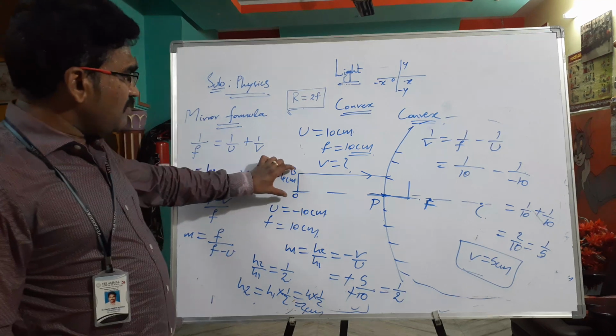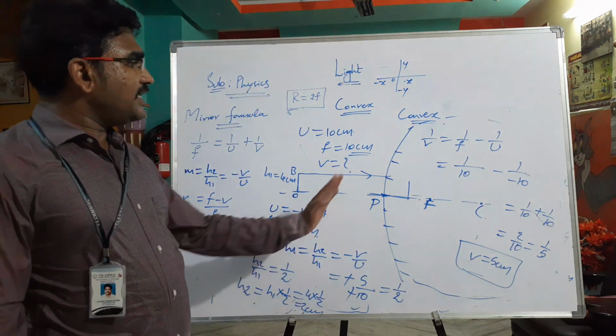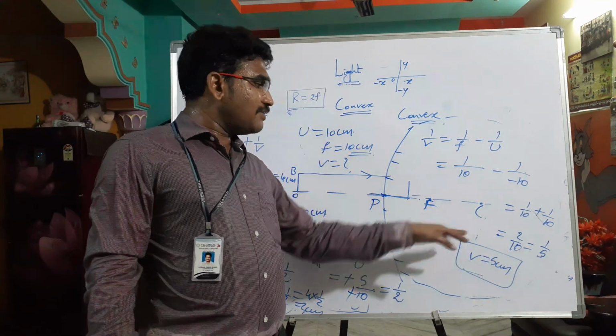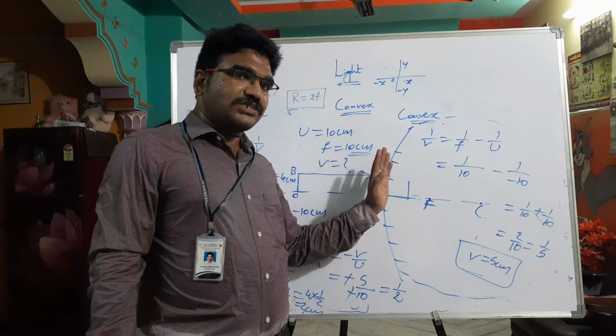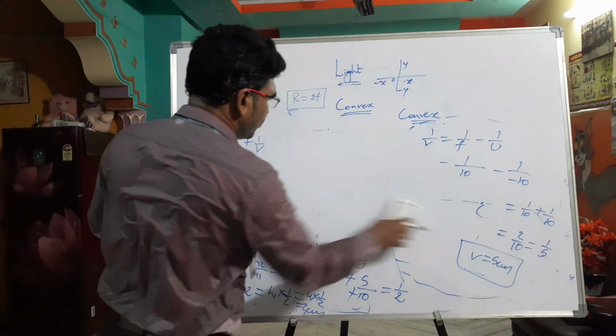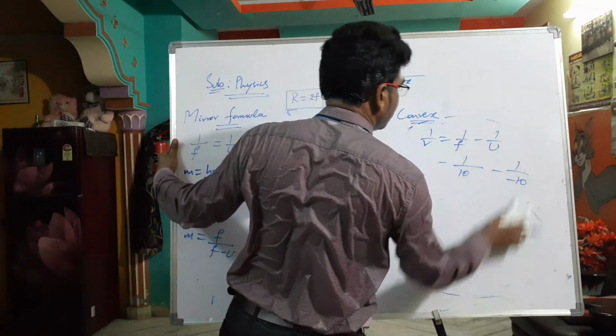So the height of the image is going to be 2 centimeters. The image distance is 5 centimeters. Okay, and it is formed behind the mirror because it is plus. As it is plus, it is formed behind the mirror. It is a virtual image, erect image, and like that. And we can even discuss combinations of mirrors also.